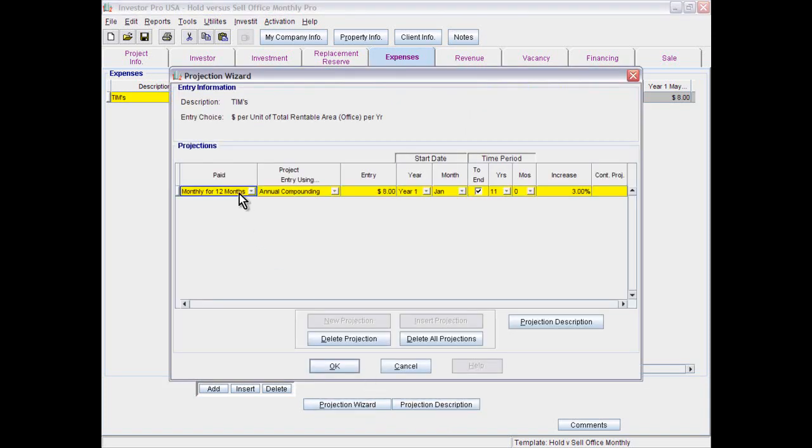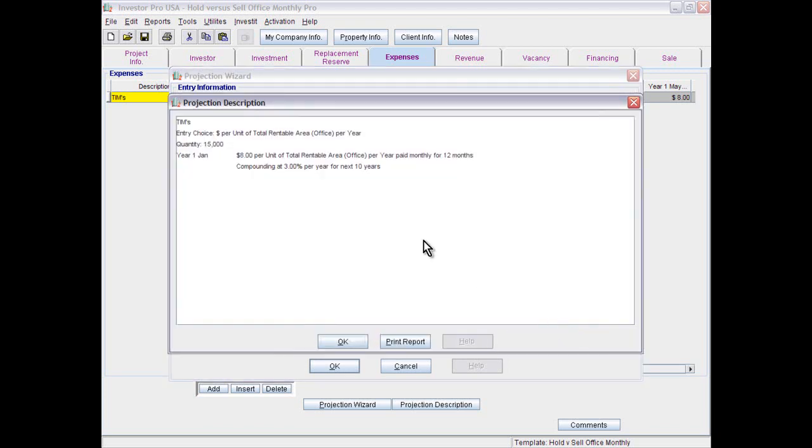It was being paid monthly for 12 months. It's going to go up compounding. We have different methods of increasing the projections over time. Then we put in the entry. There's the start date. It's going to be for 11 years, and it's going to go up at 3% compounding. If we want to check what we entered, we hit Projection Description button. It's $8 per unit of total rentable area per year, paid monthly for 12 months, then going up at 3% compounding per year for the next 10 years.